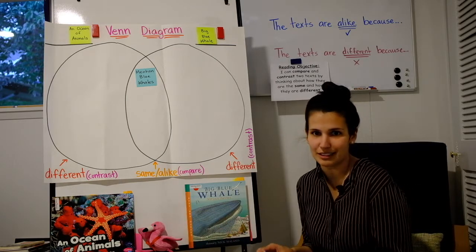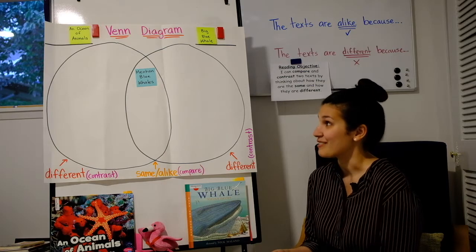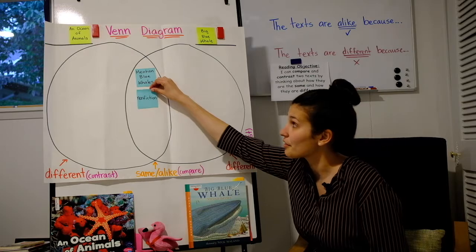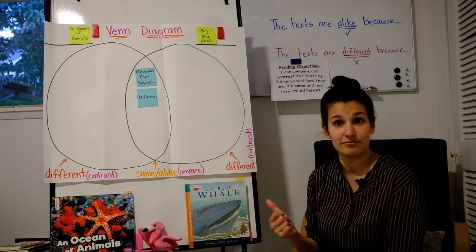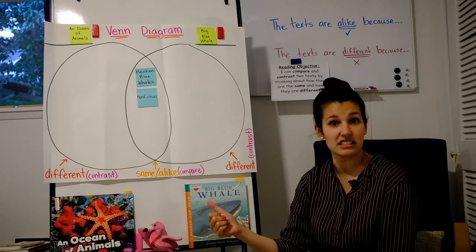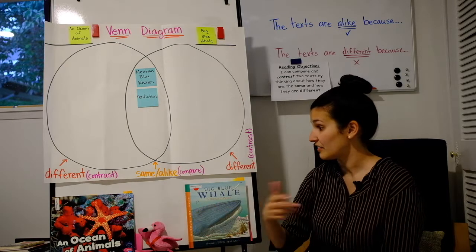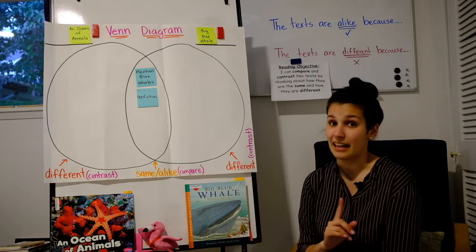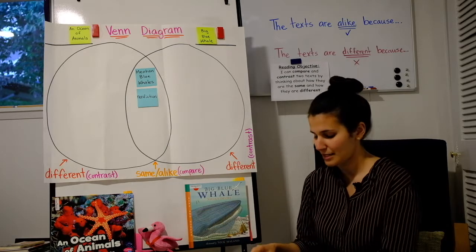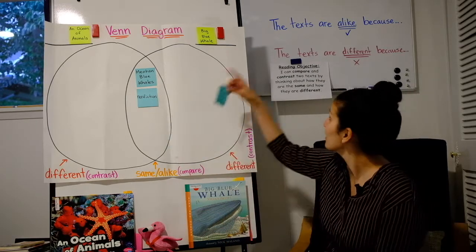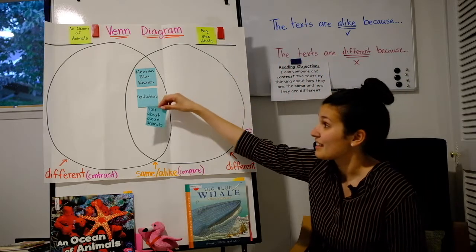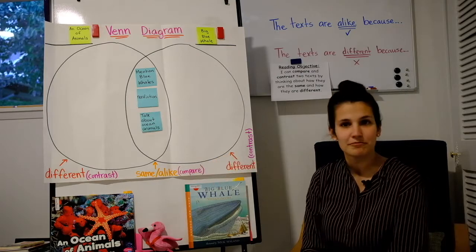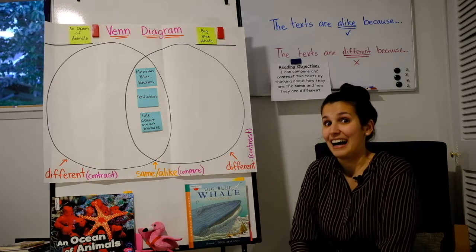Me and Pinky, we were talking while you were talking, and we decided the texts are alike because they're both non-fiction. They're both telling facts. They're both giving us information. They're teaching us things. Now, Pinky had also told me that the texts are alike because they both talk about ocean animals. Did you say that too? Awesome.